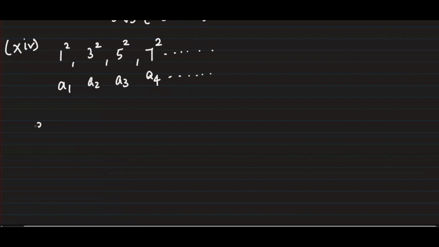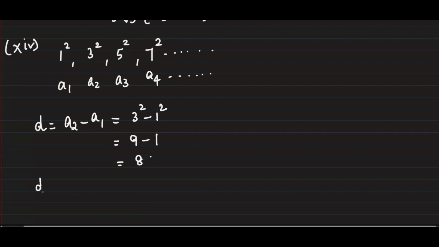Question 14, the list of numbers are 1 square, 3 square, then 5 square, 7 square, and so on. So A1, A2, A3, A4, and so on. So let's find D now. So D is equal to A2 minus A1. Here A2 is 3 square, so 3 square, A1 is 1 square, minus 1 square. So 3 square is 3 into 3, 9, minus 1 square will be 1. So 9 minus 1 will become 8.